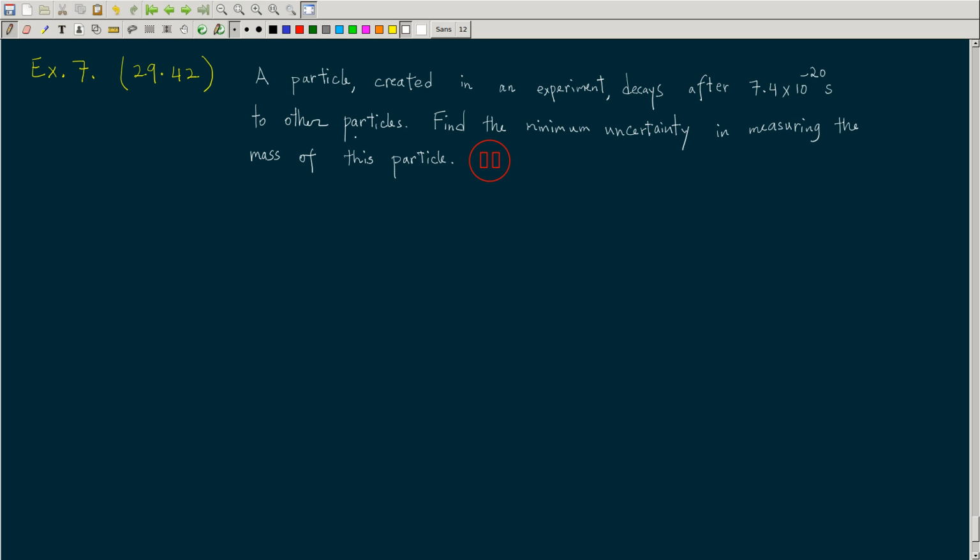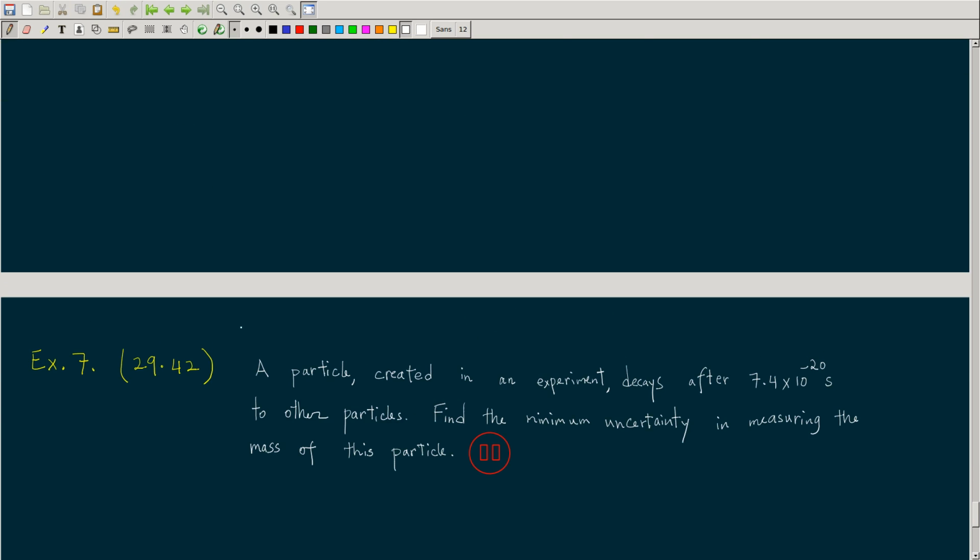And we find these particles in accelerators. So find the minimum uncertainty. We want to find the minimum uncertainty in measuring the mass of this particle, how massive this particle is. And you can use the equivalence between mass and energy here. So you can pause the video here and think about it. So let's get to the solution.